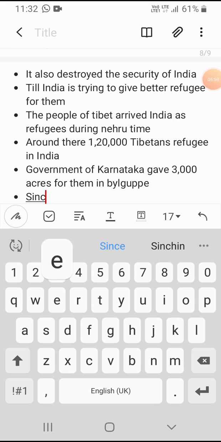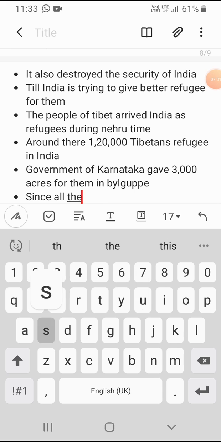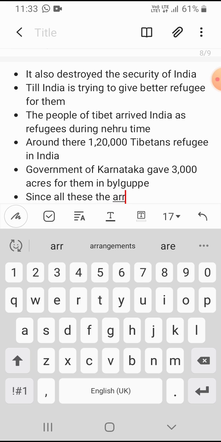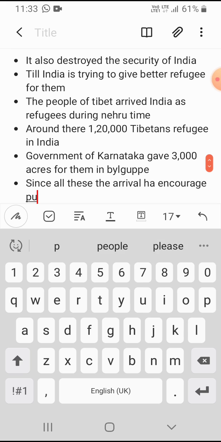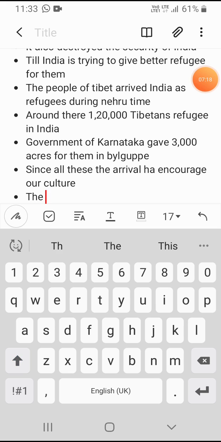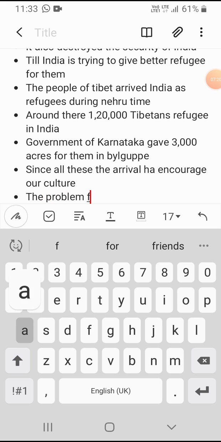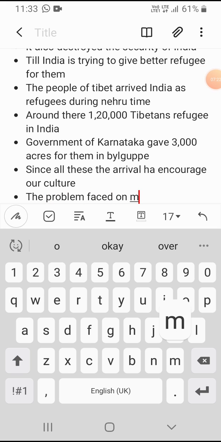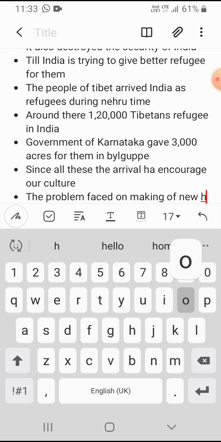Since all these problems, the arrival has encouraged our culture. Now these are the problems faced in the making of the new government. What were the problems faced? Let's know.